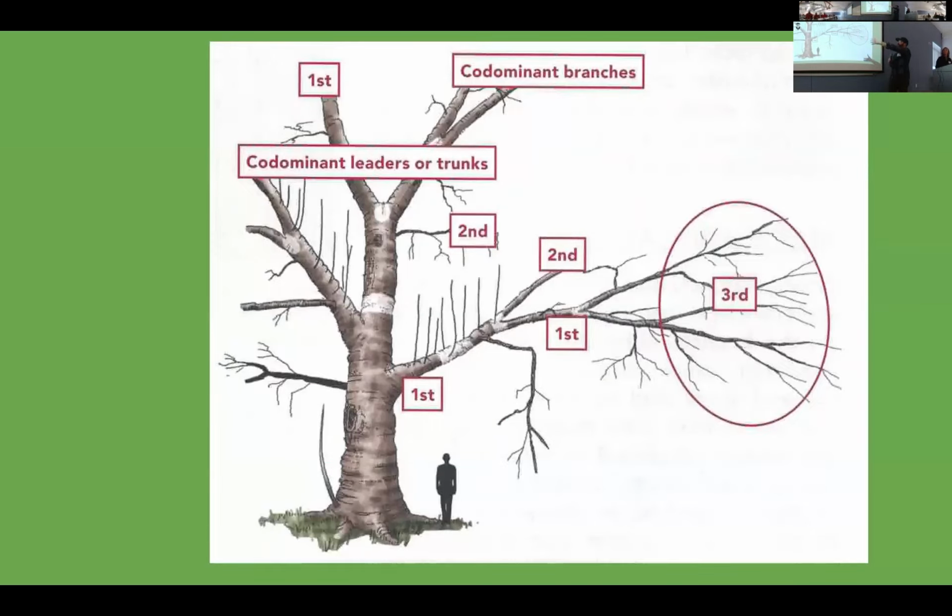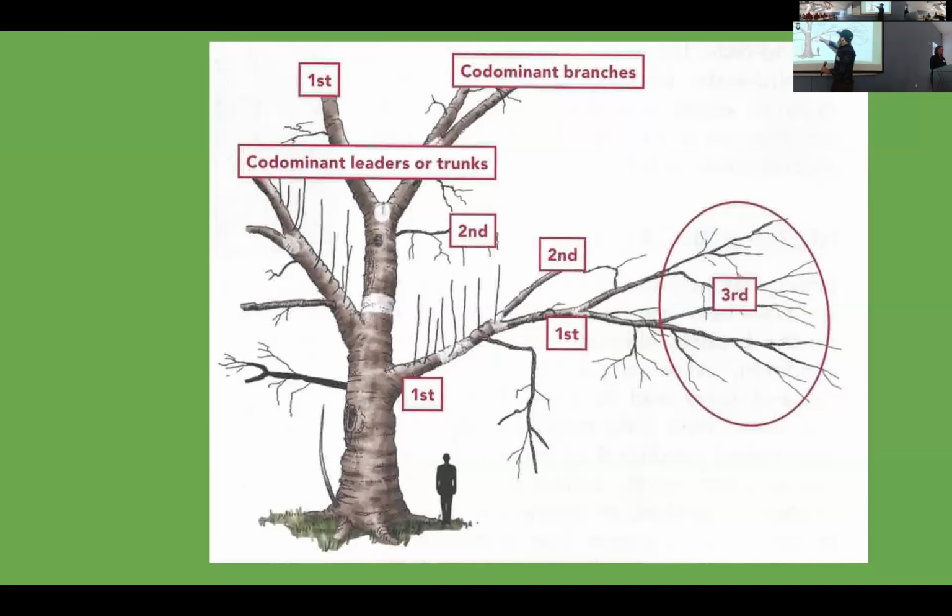Now, this is a slide from the class. They're trying to give us ways to be more specific. So if you have the trunk, there's first order, second order, third order. If you have the main trunk of the tree, a branch that comes off the main trunk, we can call that a first order branch.